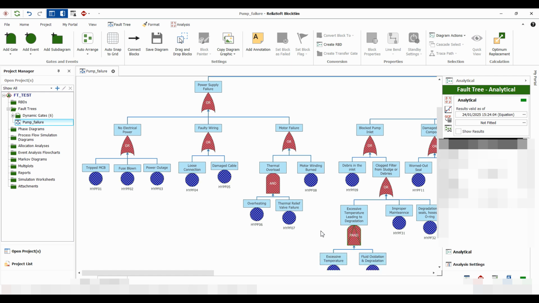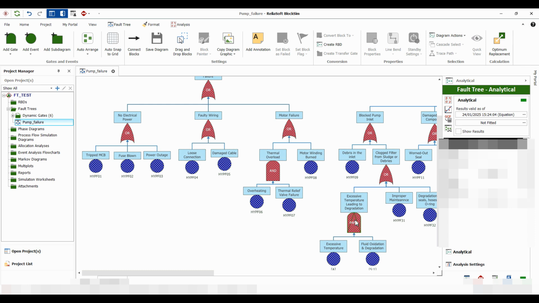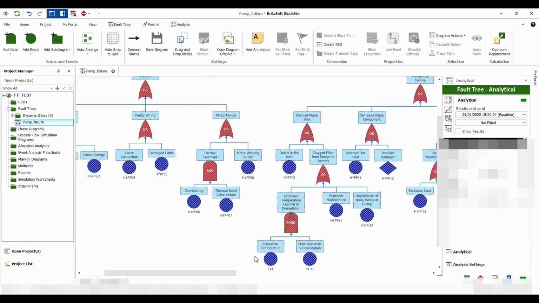AND gate. The same thing cannot be said for what is next to them, which is this type of AND gate, but it's called a PAND, or a priority AND gate. The priority AND gate is first of all a dynamic gate, different from the AND and OR, and it requires two events to occur. Like in this case, we have excessive temperature and fluid oxidation and degradation, but they have to occur in a specific sequence. In this case, excessive temperature has to occur, and then fluid oxidation and degradation has to follow. If they occur the other way around, then the PAND gate will not be activated.